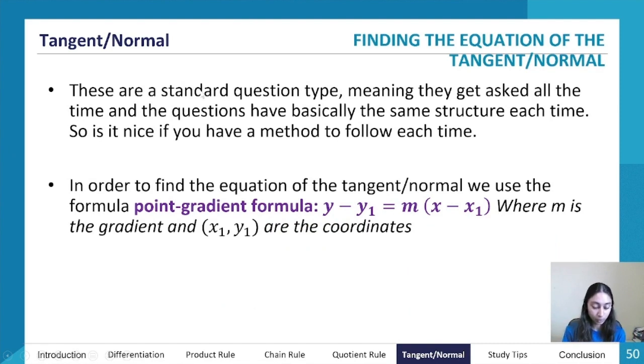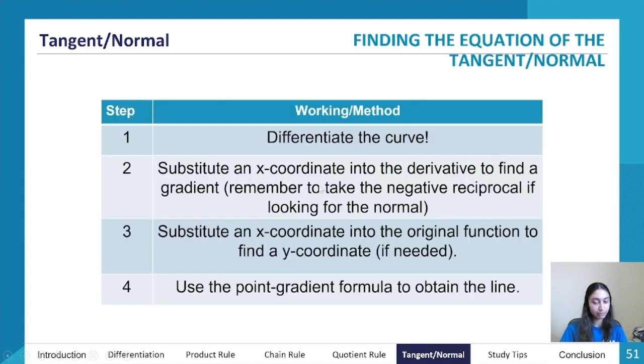Okay, cool. So in order to find the equation of the tangent or normal of a curve at a specific point of x, we have to use something called the point gradient formula, which I hope you guys already know, is y minus y1 is equal to m times x minus x1, where m is the gradient and x1, y1 are the coordinates of a specific point. Okay. I've got the steps to work through it first. So let's do the actual methods. So the first thing that you need to do is to differentiate the curve, okay? From there, you're going to find the tangent at a specific x coordinate.